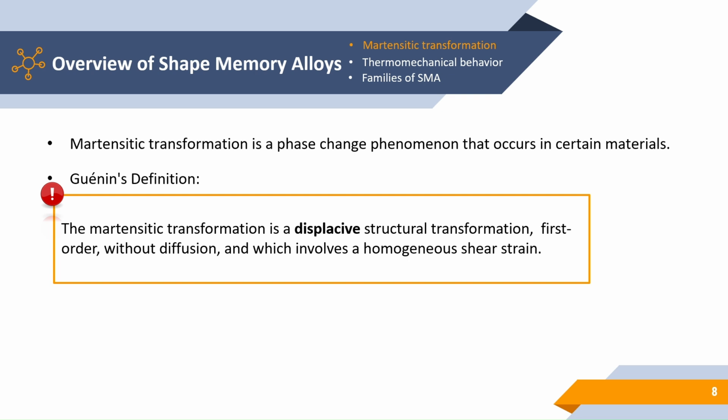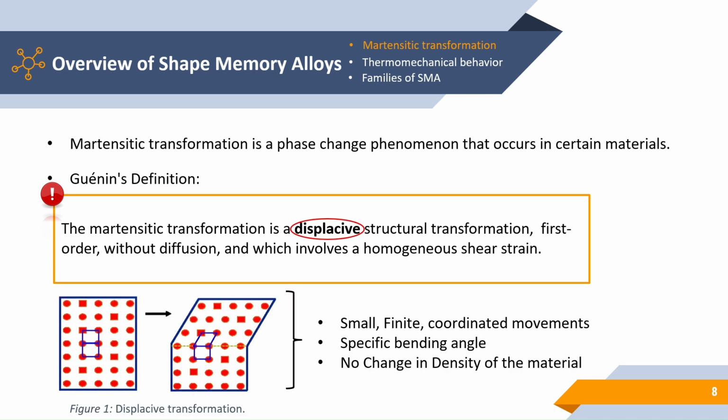According to Guénin's definition, the martensitic transformation is a displacive structural transformation of first order without diffusion, which involves a homogeneous shear strain. The term displacive means the rearrangement of atoms through small, finite, and highly coordinated movements that follow a specific bending angle, and it occurs without any change in density or the volume of the material.